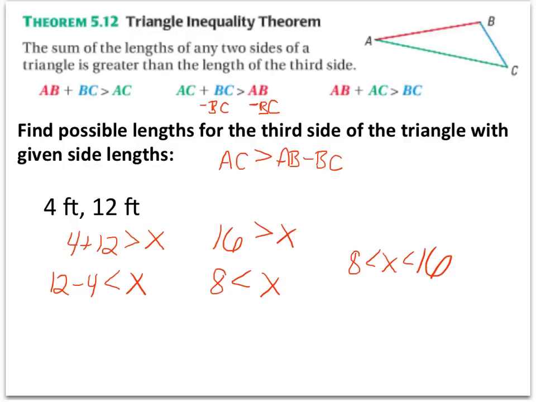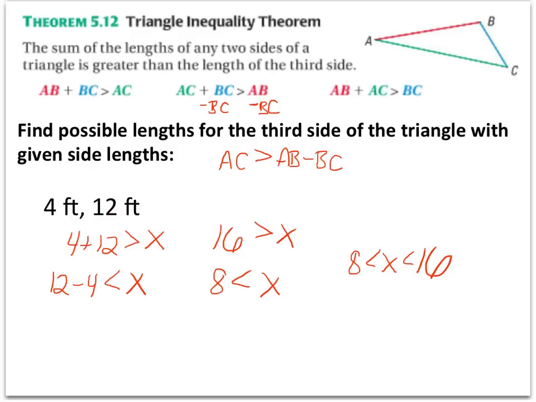And we can check our findings. Take the value of 9, for example. 9 plus 4 is 13, which is greater than 12. 9 plus 12 is greater than 4. And 4 plus 12 is greater than 9. So that would work out. In particular, any values between 8 and 16 do work out. But notice, 8 and 16 are not included because if we choose those values, 8 plus 4 is actually equal to 12. It's not greater than 12. So these values are not allowed. So it's any values in between.